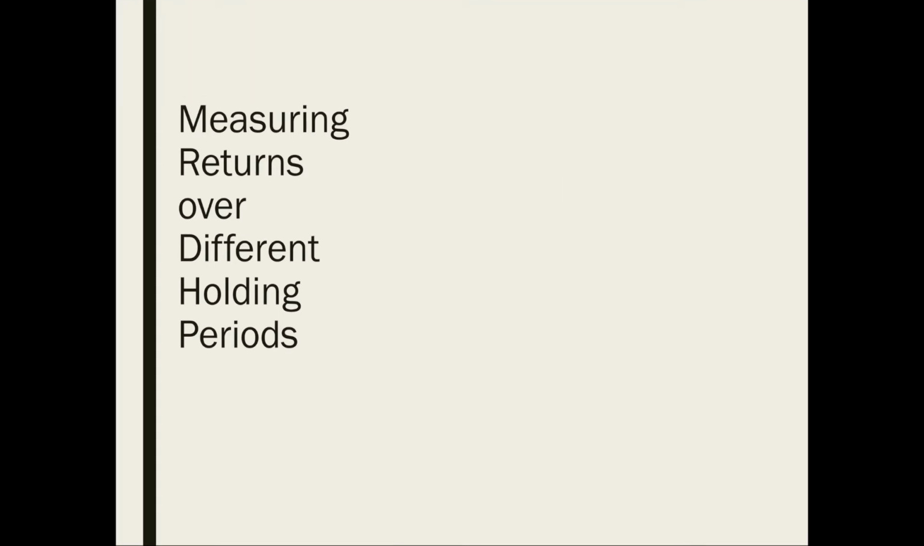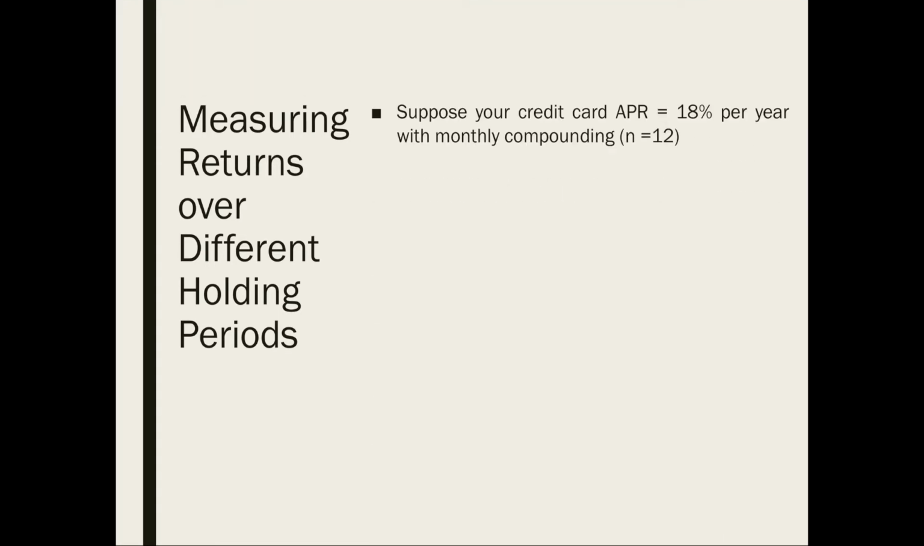So let's look at an example. Suppose your credit card charges an APR of 18% per year with monthly compounding. To get the EAR, we would use the EAR equation of 1 plus your APR divided by n, raised to the nth power, minus 1. Remember that this APR divided by n is just simply your per period interest rate.